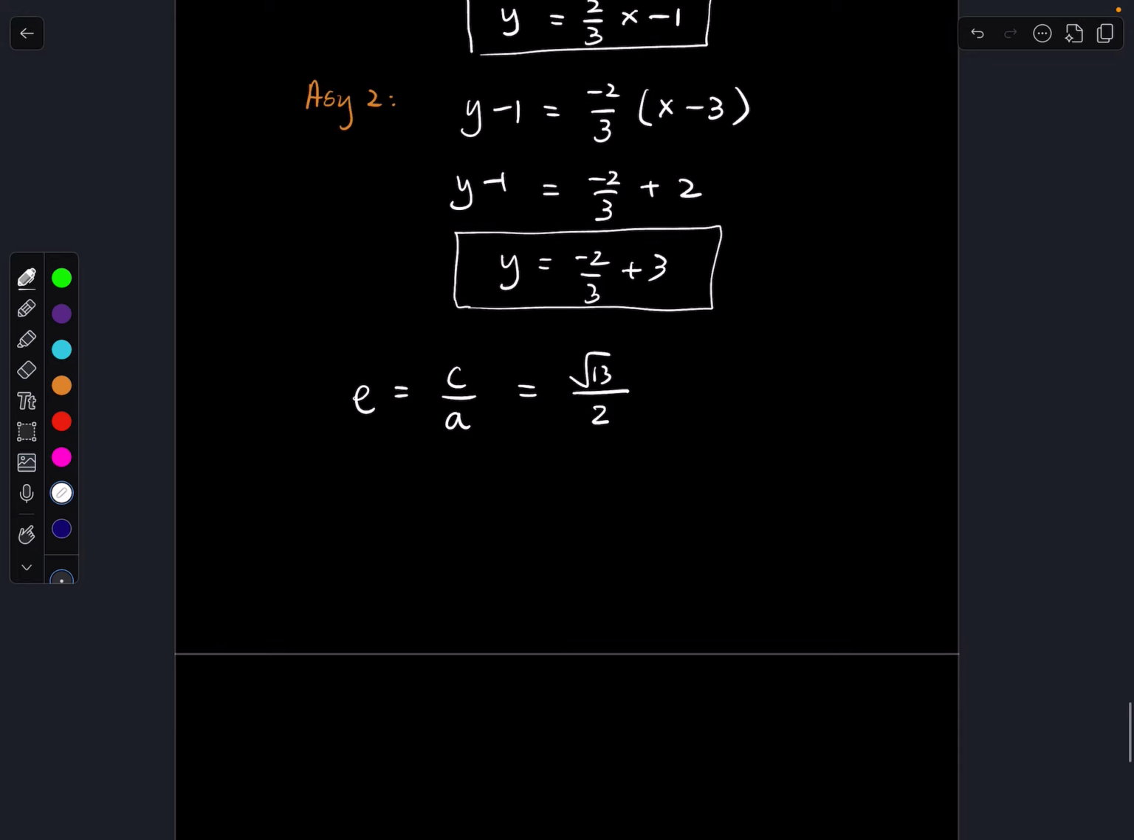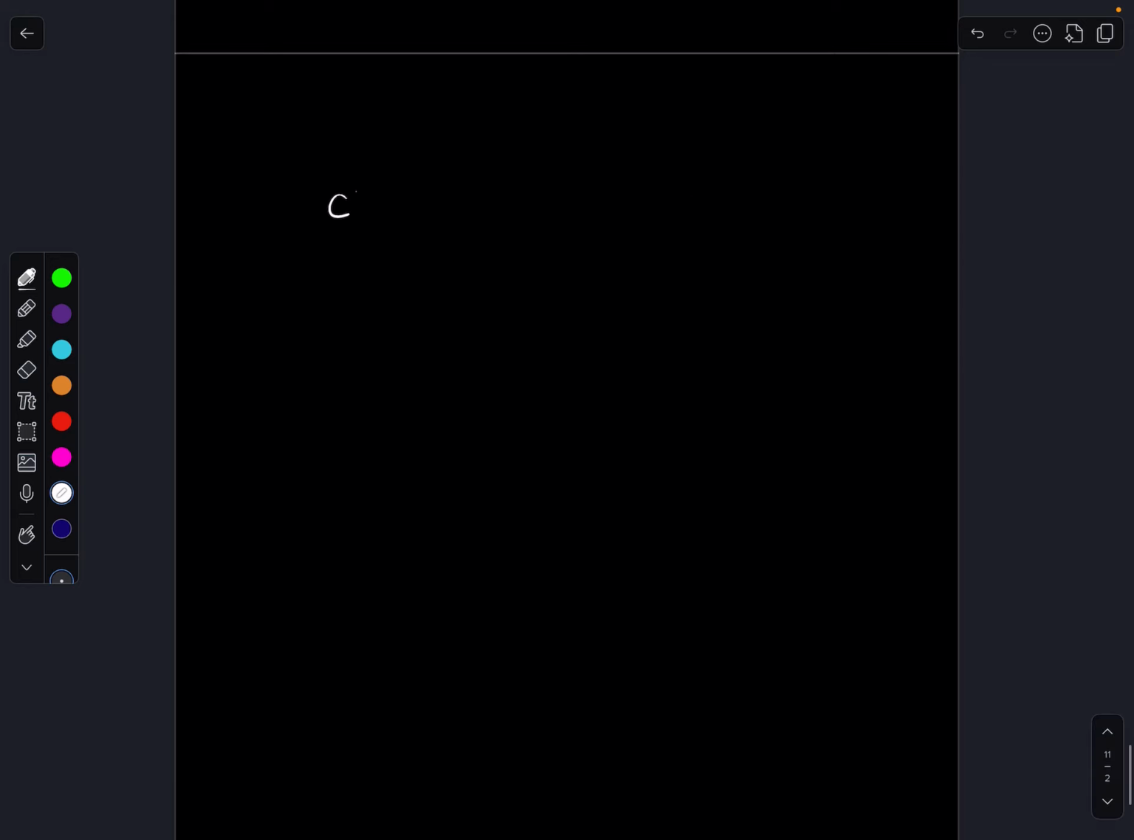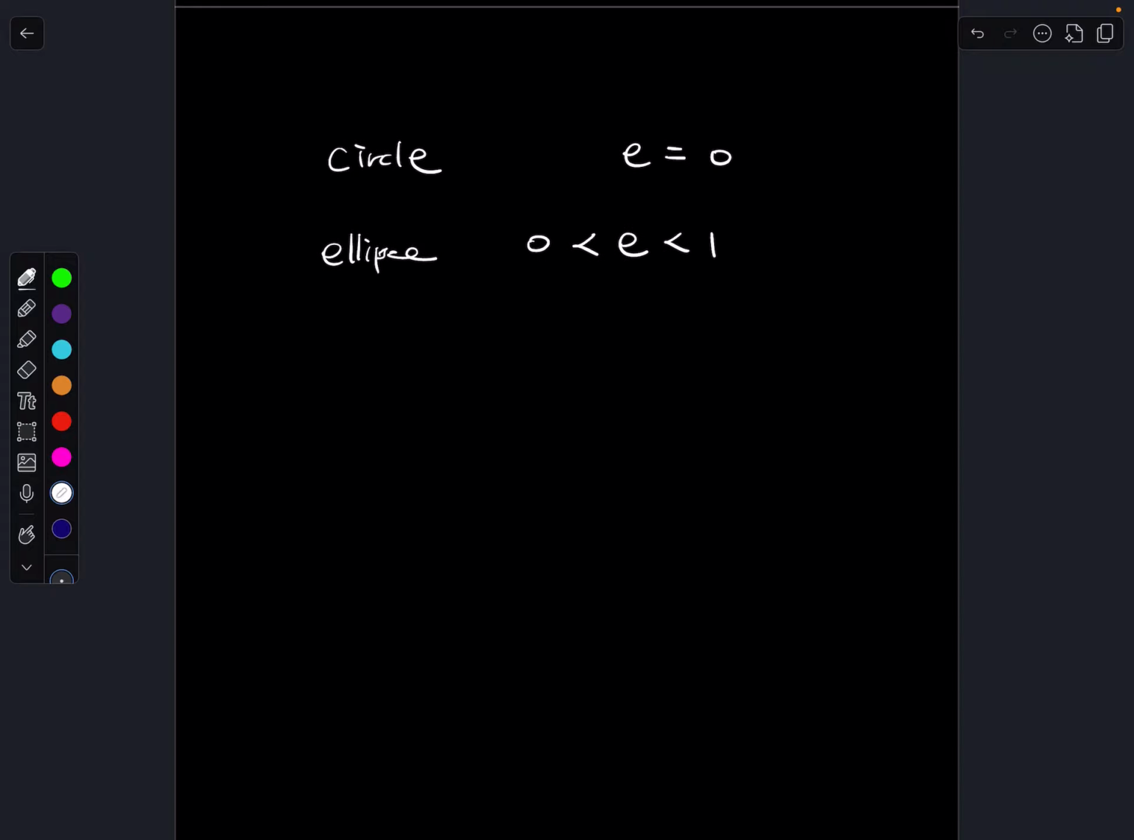Let me make a list for you to see. We have circle, eccentricity is 0. We have ellipse, eccentricity is between 0 and 1. Eccentricity is always positive, so there's no negative number. Parabola, eccentricity by definition is equal to 1. And then you also have hyperbola, where your eccentricity is greater than 1. And that's basically it for pre-calculus level conic sections.